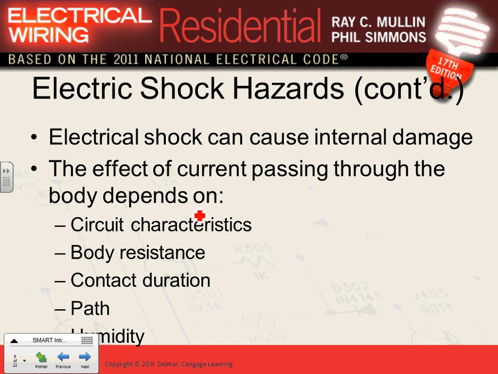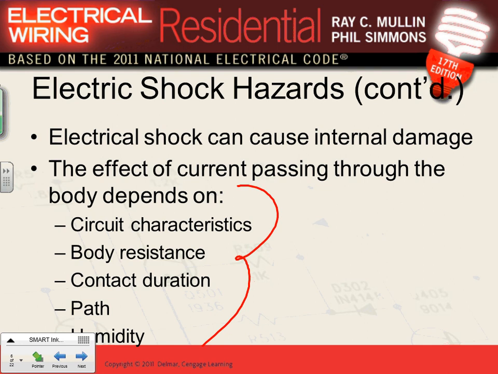When you have a shock, here are the elements that affect you. Number one is the circuit characteristics: do you have an impedance between you and the source of power? If you have an impedance, it will limit the amount of current coming through you. The second thing is body resistance. You can handle more current going through you than skinny people can. That's one advantage of having some meat on you.